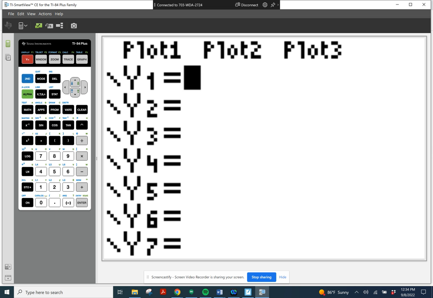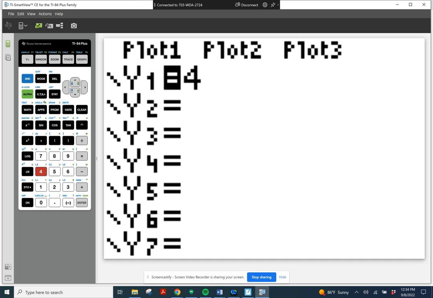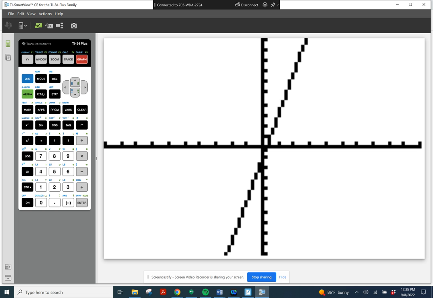So for y1, I'm going to type in 4x, so 4, and then to get an x to come up, I push the X,T,theta,n button. It's right next to the green alpha key. It's in red right now. So look where it is. And then I'm going to do subtract 1. So there's my y equals 4x minus 1. And then I'm going to push the graph button, which is right at the top, right underneath the calculator's screen.